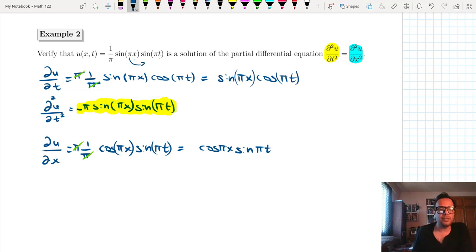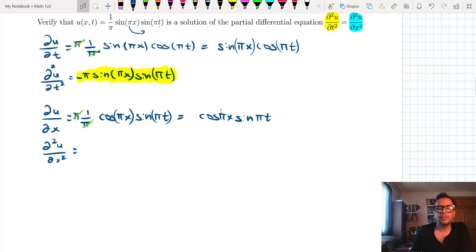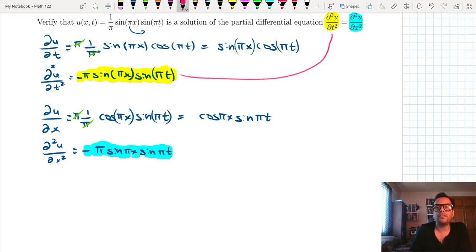Okay, and then we are going to take the second partial derivative with respect to x. This will be derivative of cosine is negative sine pi x sine pi t times the derivative of pi x, which is pi. And there's nothing to simplify here any further. Let's highlight that with blue. Okay, so we are going to plug in this expression here and this expression over here.